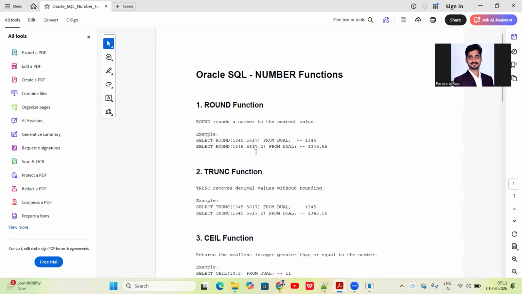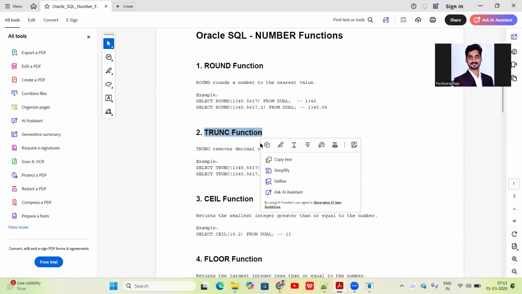If you see here, in this number after the decimal, we are looking at two positions. After this, we are looking at this two. Here it's less than 5, so it's going to 56, the same number. That's the way it applies the mathematical rule and does the rounding.